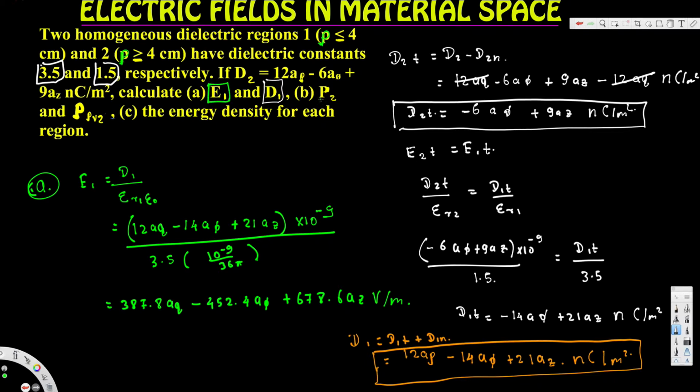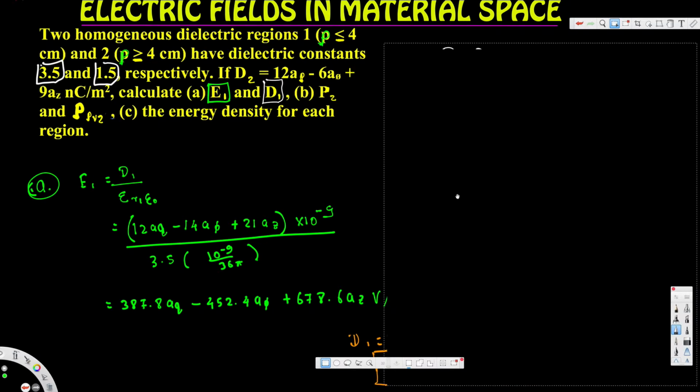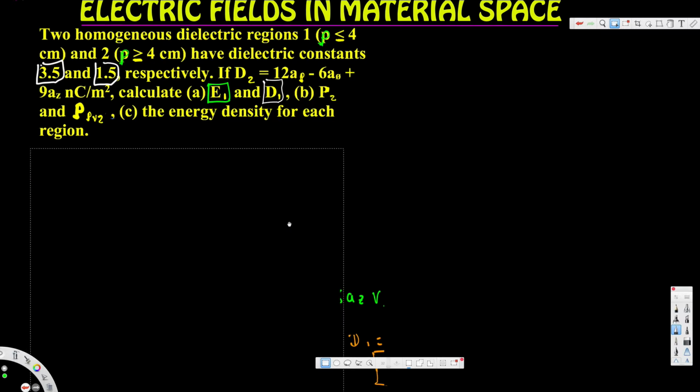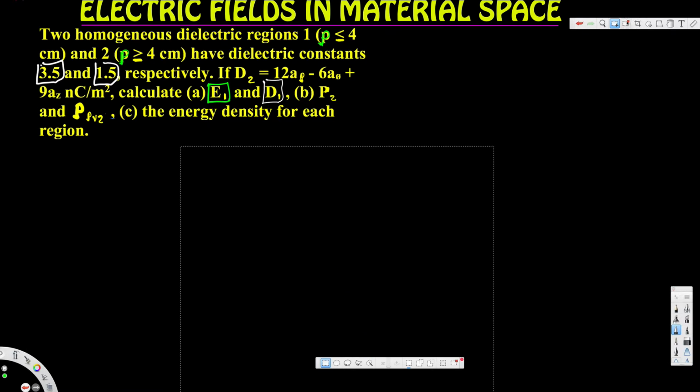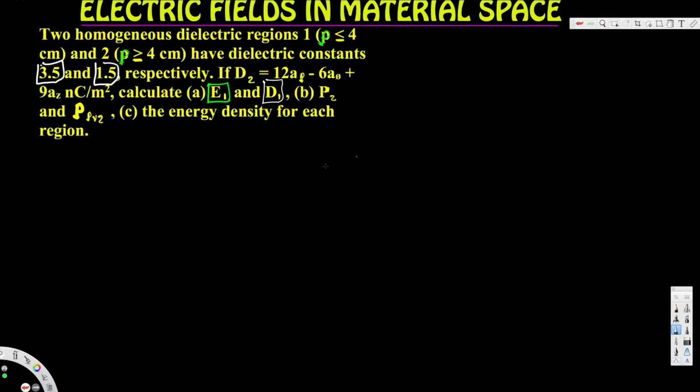Now the next thing we have to calculate is P2. P2 is the polarization that can be calculated using another formula. Now let's get rid of this one. We are done with A part. Okay, now we are moving to the B part. B part is asking P2 and rho V2.